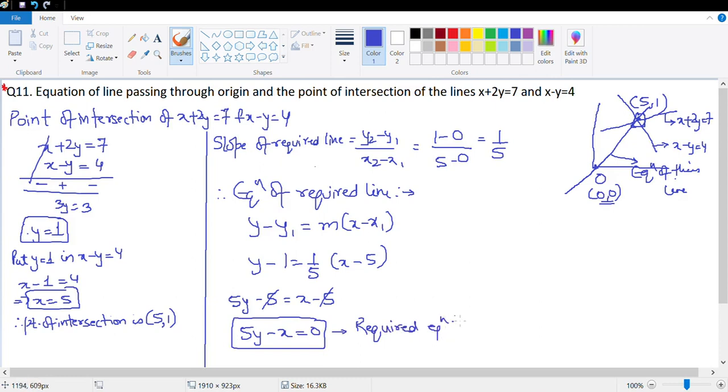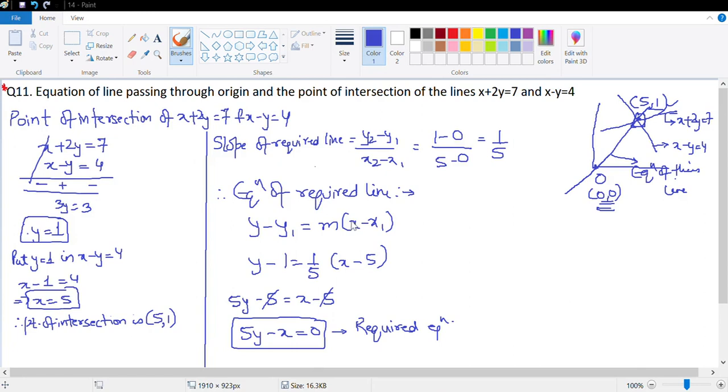equation. Let's look at this once again. Interesting question. First, we figured out the point of intersection. How did we figure that out? We solved these two linear equations simultaneously. Once we got the point of intersection, this question was very simple. I need to find the equation of a line which passes through (0, 0) and (5, 1). So simple. Let's look at the next question.